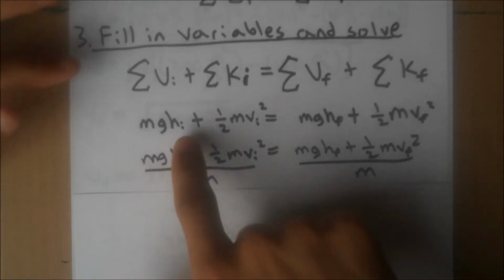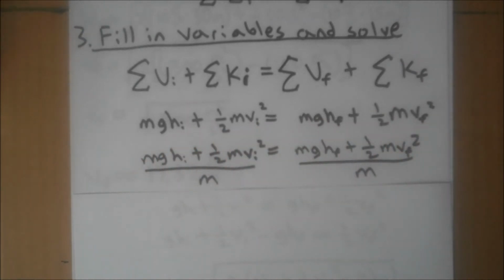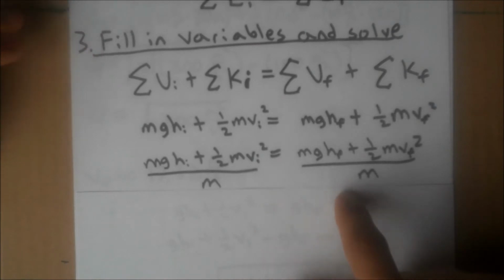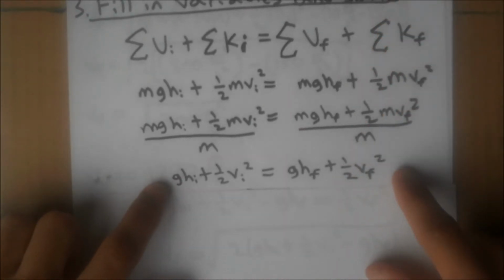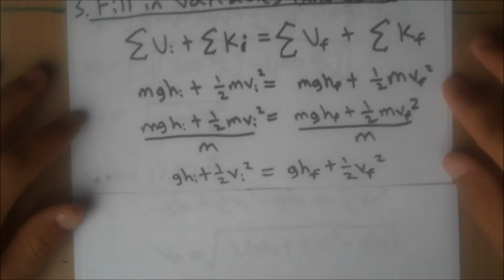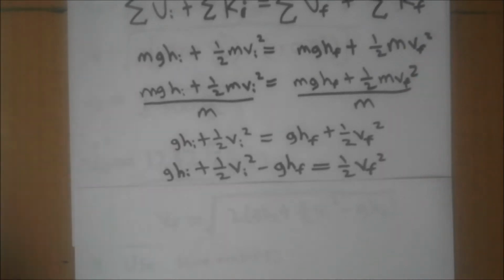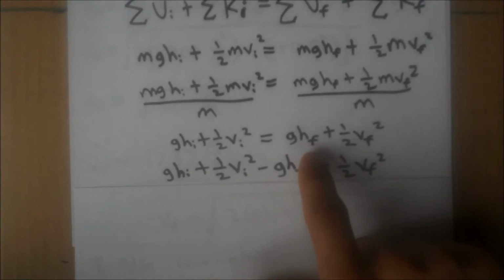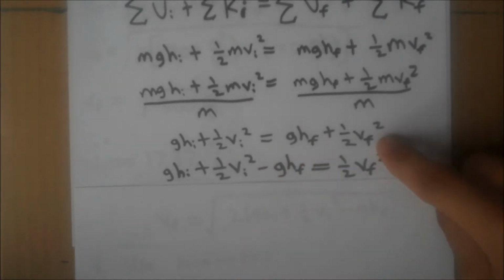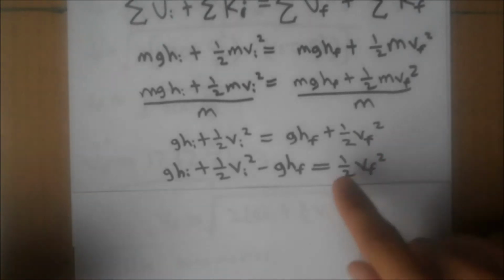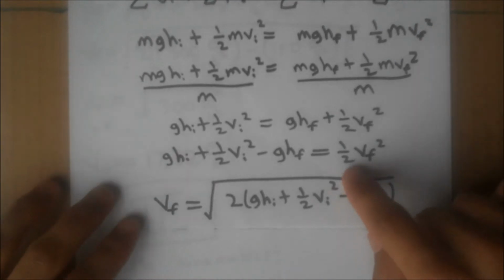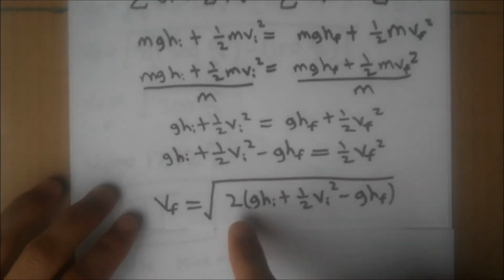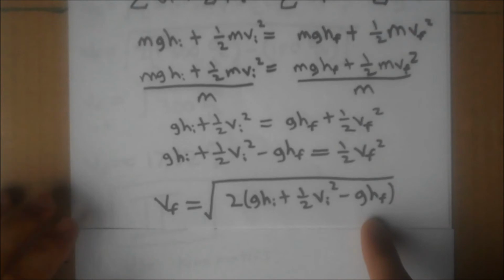Now, because m appears in each of the terms in this equation, we'll divide it out to make our math a little bit easier. Here we are, the same equation now without any mass in it. Now we're going to subtract g h final over, because what we're going to solve for is v final after having fallen 15 meters. Here's what we get after having subtracted. Then we multiply by 2 and square root, giving us this expression here.